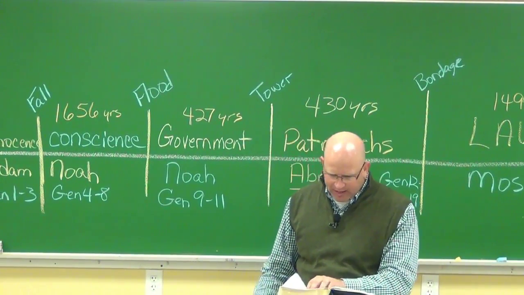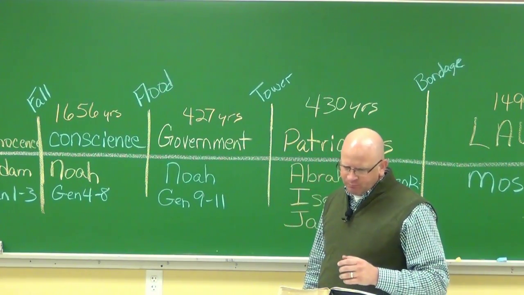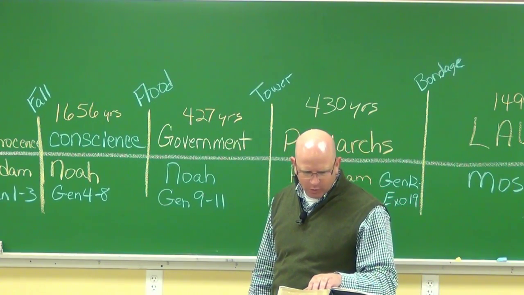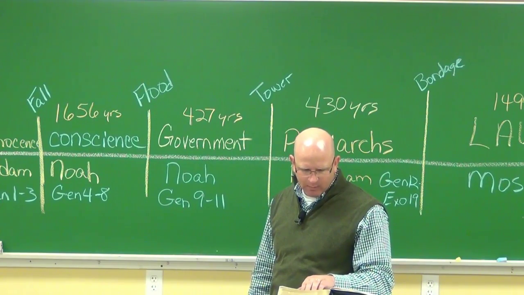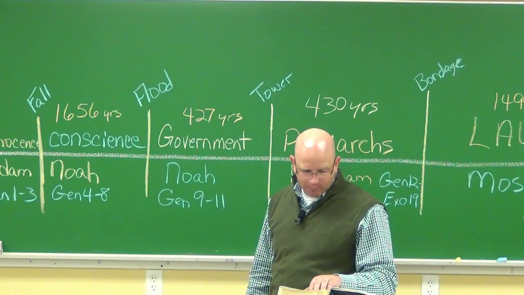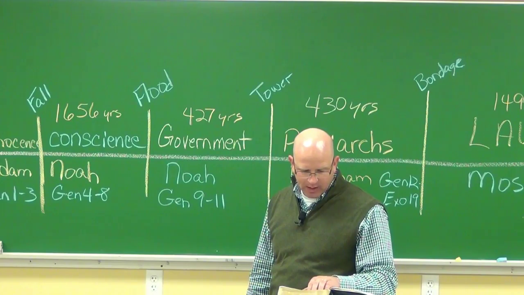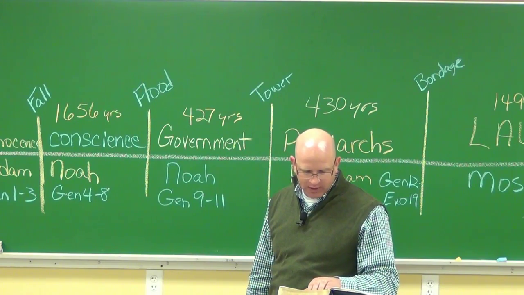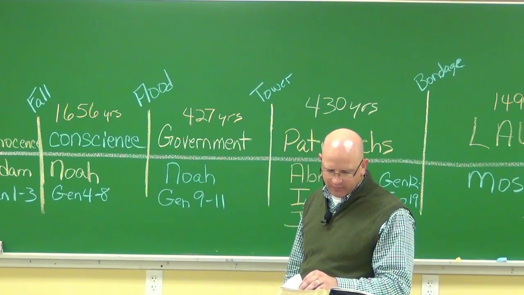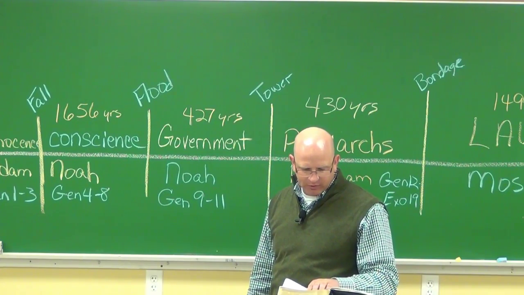In Genesis chapter number 9, you'll notice in about verse number 11, "And I will establish my covenant with you. Neither shall all flesh be cut off anymore by the waters of the flood. Neither shall there be any more of the flood to destroy the earth." God said, "This is a token of the covenant which I make between me and you and every living creature that is with you and for perpetual generations. I do set my bow in the cloud, and it shall be for a token of the covenant between me and the earth. And it shall come to pass when I bring the cloud over the earth that the bow shall be seen in the cloud.